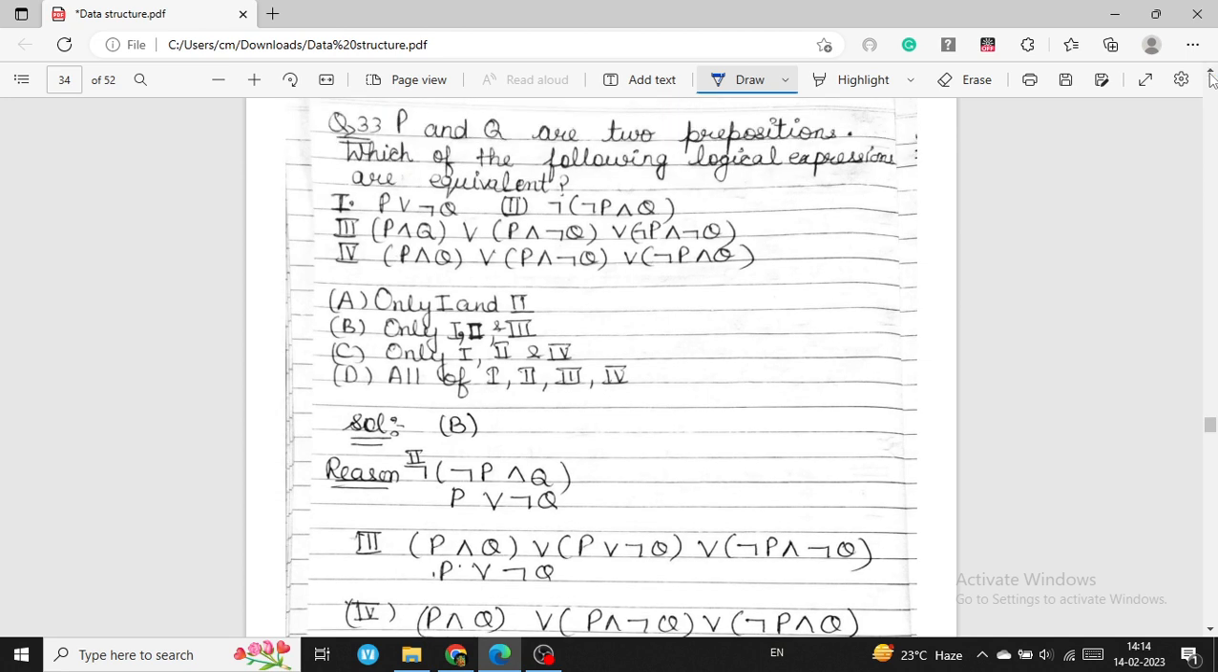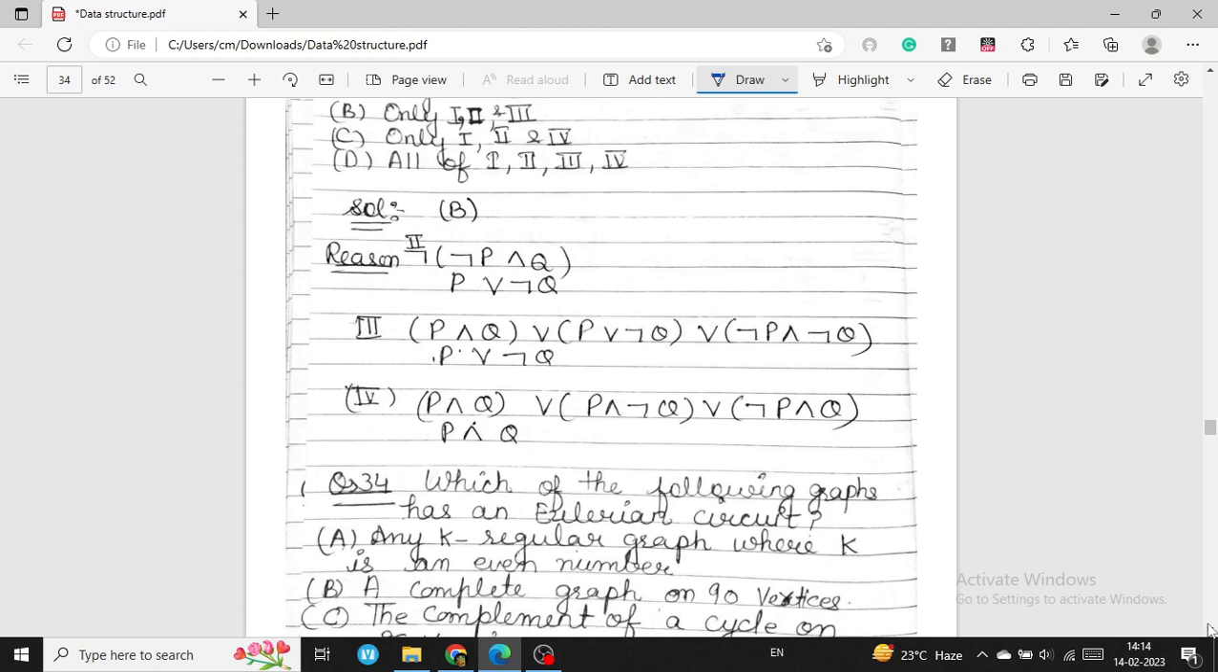In the next question, P and Q are two propositions. We have to find out which of the given propositions are equivalent. First, we have P or not Q. Second, we have not of not P, that is equal to P, and changed into or not Q, that is also equal. From this statement you can find the result. The answer is that only 1, 2, 3 are matching, so that's why we solved it.